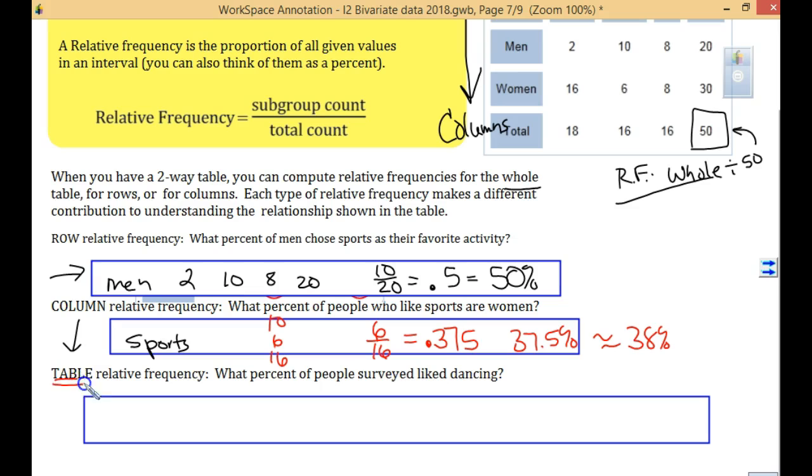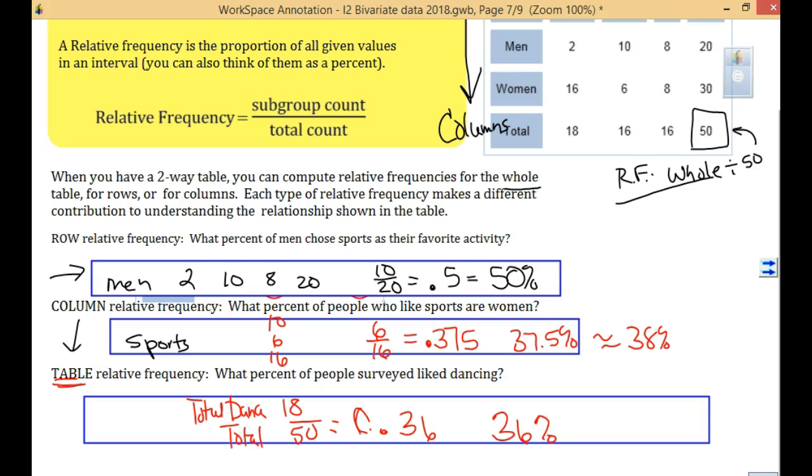The last one is a table. So when it says table relative frequency, that means we are looking at dividing by 50. So it says what % of the people like dancing? So we're looking at our total dancing, which in this case is 18. So that was our total from dance. And we are dividing it by the total number of people that we surveyed. So 18 out of 50 should give us a decimal of 0.36, which means what percent of people like dancing? 36%. So that's how we're going to be using our calculator as we look at these.